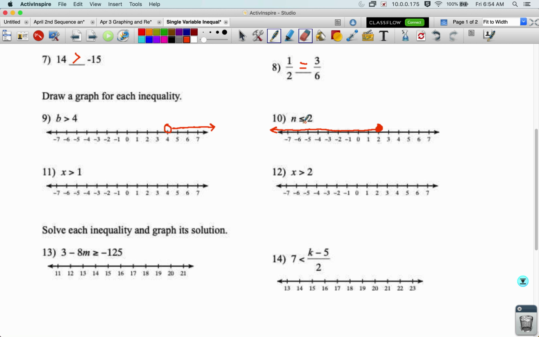Negative 7 is less than or equal to 2. Negative 6 is less than or equal to 2. And so on. And we can see the end of our arrow matches the direction of that inequality. All right, 2 more. Let's see if we can do them a little bit quicker.